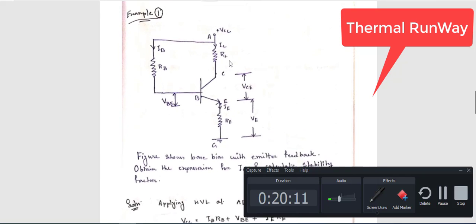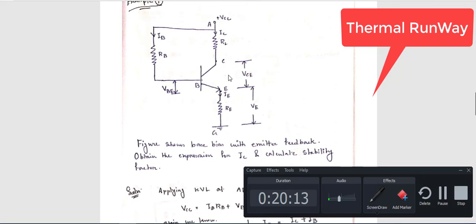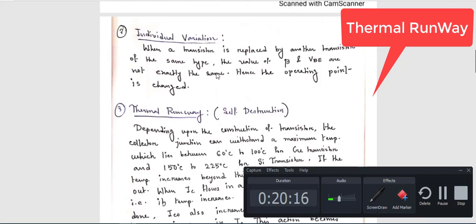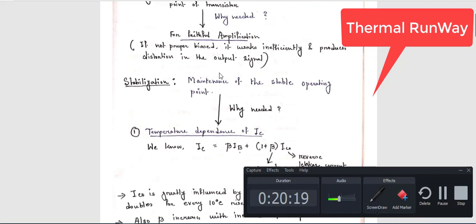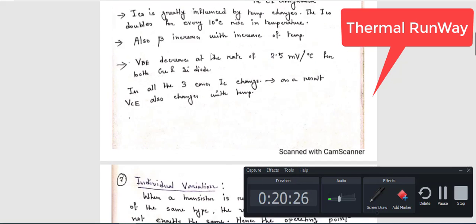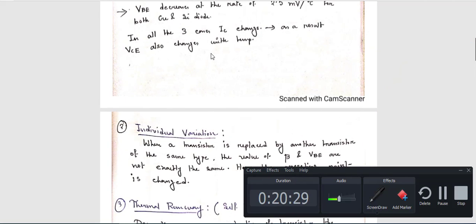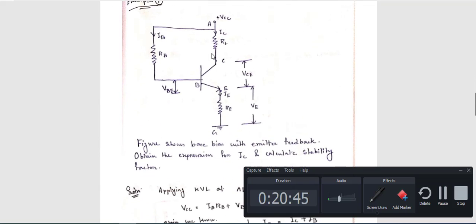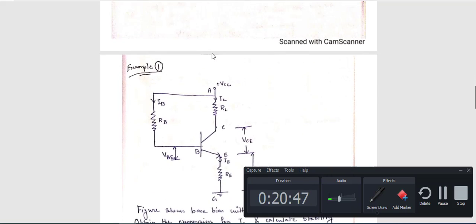Now say this is your example. This stabilization can be done in various types of circuits to generate a stabilized circuit: emitter bias, collector to base bias, fixed bias. In my previous lecture I already shared notes with you regarding the stability factor, how to calculate it, and different types of biasing and stabilization techniques. Just go through that. Now I will solve a numerical problem regarding this.